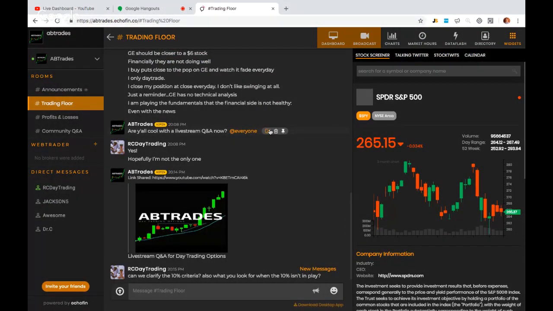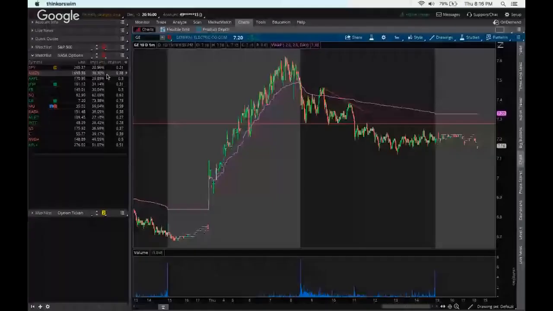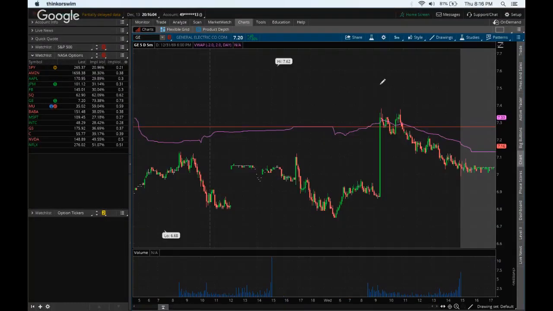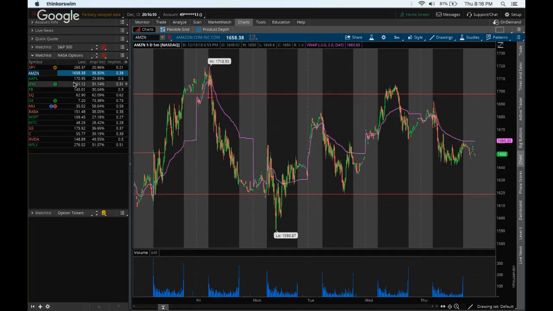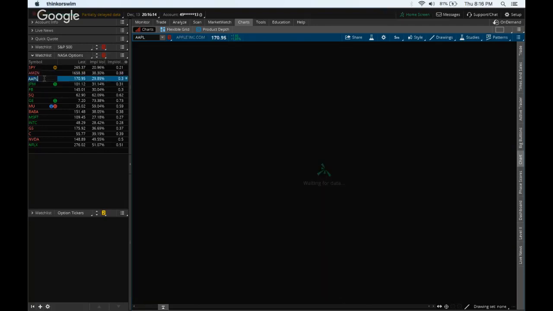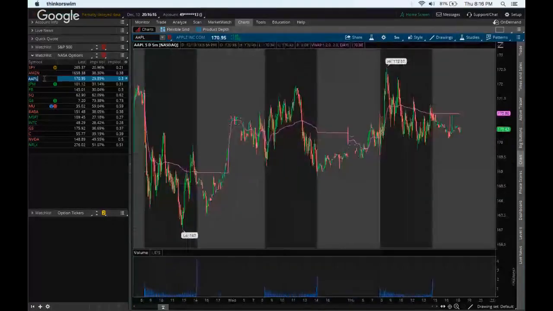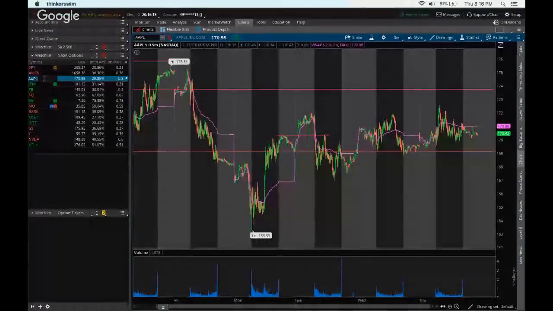Can we clarify the 10% criteria, also what to look for when it's not in a 10% play? Absolutely. So let's look. I'll go to a 5-day, 5-minute chart just to see the overall progression. When you're looking at a 10% play, you're looking for a continuation play. So I'm trying to find one that we can base it off of at the moment.